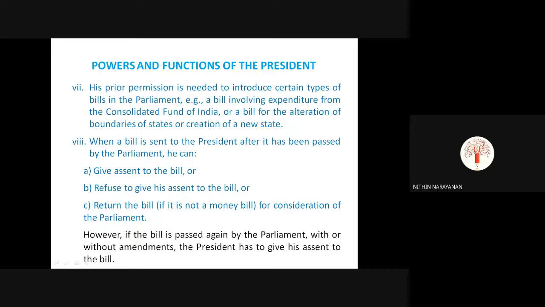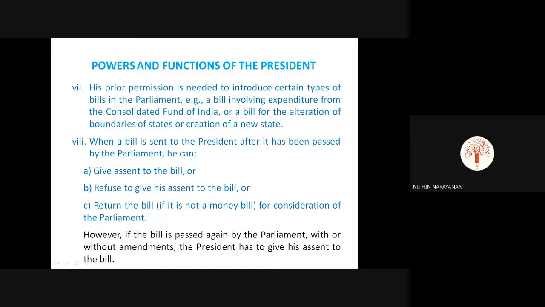His prior permission is needed to introduce certain types of bills in the parliament. That we all know, in the case of the union parliament, some special permission is needed for some special types of bills. The president's permission is needed. Similarly, in the case of the legislative assembly, the permission of the governor is required. Okay.